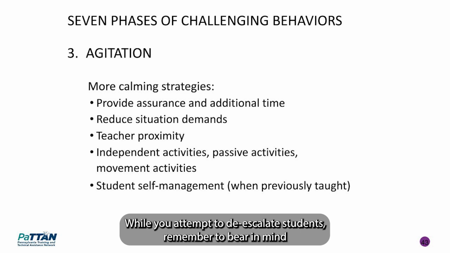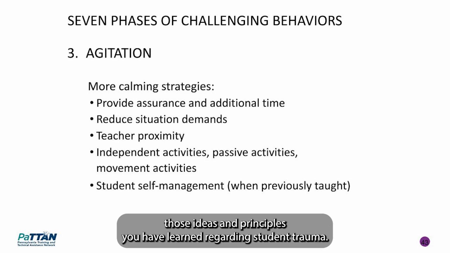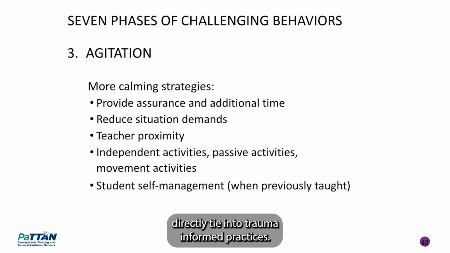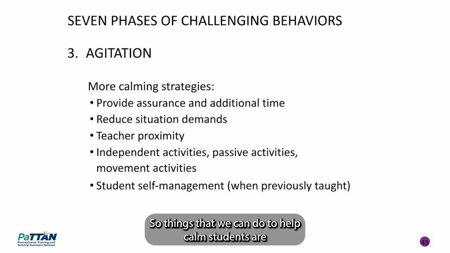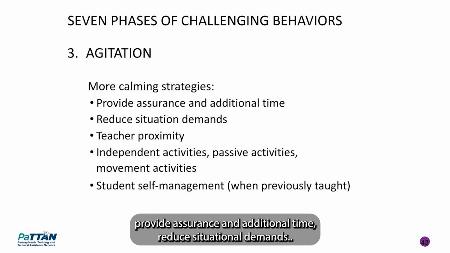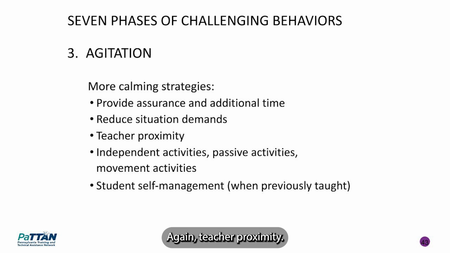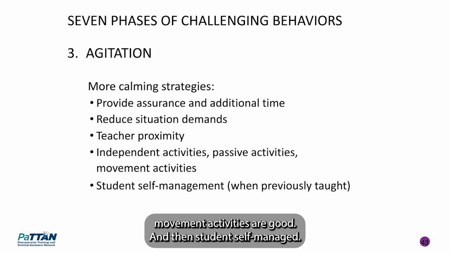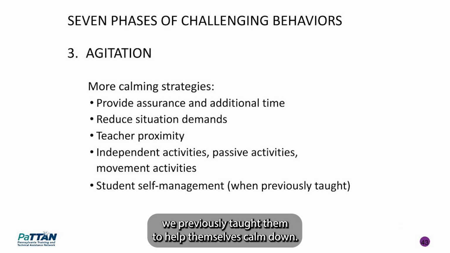While you attempt to de-escalate students, remember to bear in mind those ideas and principles you have learned regarding student trauma. Many of the strategies and priorities during the next few phases directly tie into trauma-informed practices. So things that we can do to help calm students are provide assurance and additional time, reduce situational demands, again, teacher proximity. Independent activities or passive activities, or sometimes for some students, movement activities are good. And then students self-managed. So again, these are things that maybe we previously taught them to help themselves calm down.